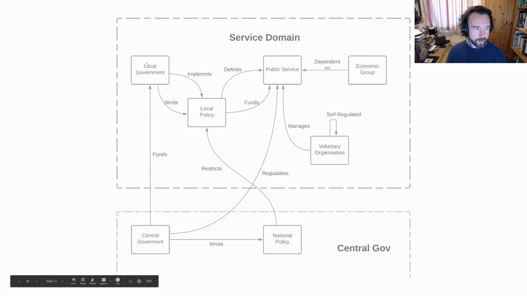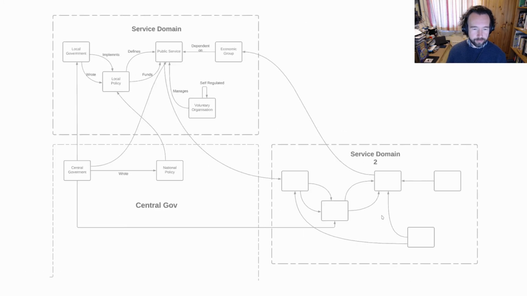So central government funds local government, or at least in this case to a degree. Central government regulates this public service that I have to locally implement. And there's a national policy that restricts what you can do at the local level. So you can see that this is a different system because it's a national government system, and I might have quite limited ways of changing this, but I need to be aware of the inputs from here into my system. So you can see that it creates more complexity that you have to be aware of.